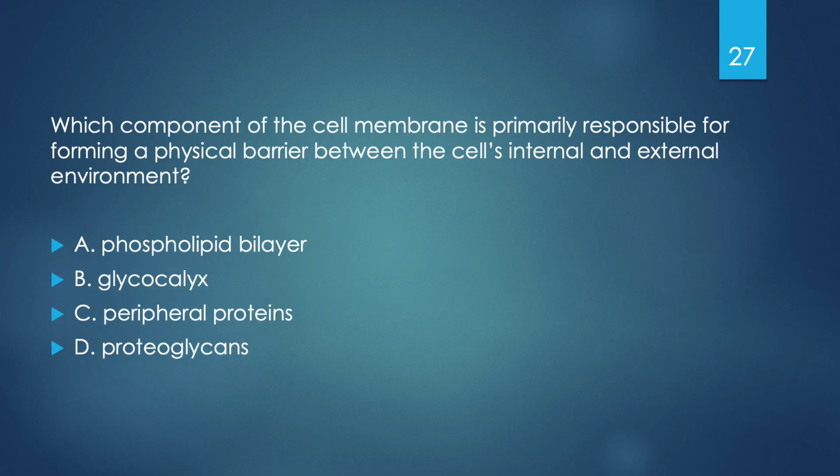Which component of the cell membrane is primarily responsible for forming a physical barrier between the cell's internal and external environments? Either A, the phospholipid bilayer, B, the glycocalyx, C, peripheral proteins, or D, proteoglycans. Well, D, proteoglycans are very important, and C, peripheral proteins are also important, but they are on the periphery. The glycocalyx only sticks out in certain branching areas, as you remember from that image that we just looked at, which is figure 3-2. And so the answer is A, the phospholipid bilayer is primarily responsible for forming a barrier between the cell's internal and external environments.